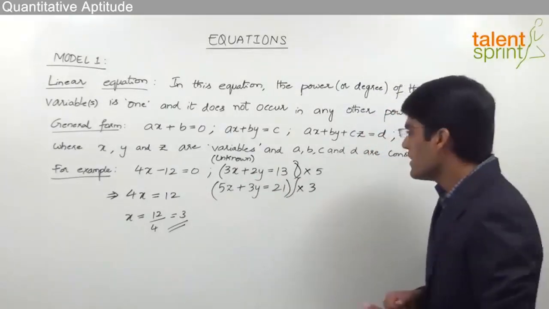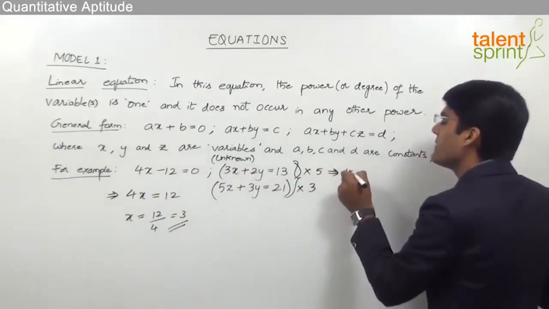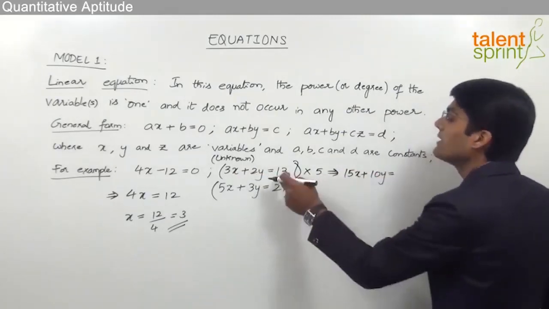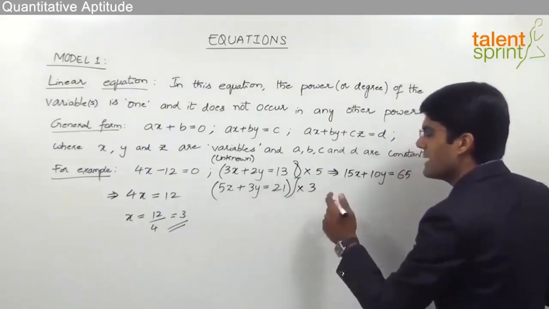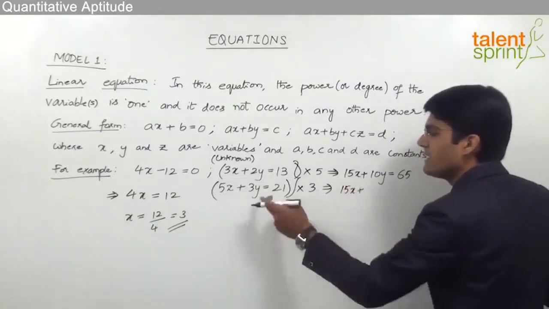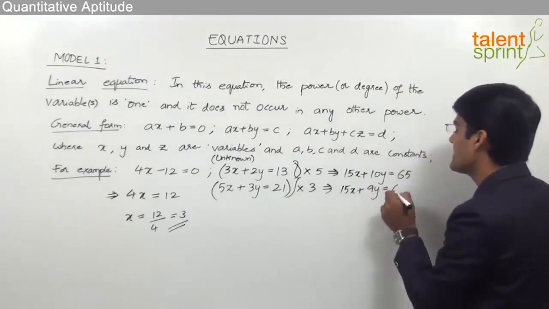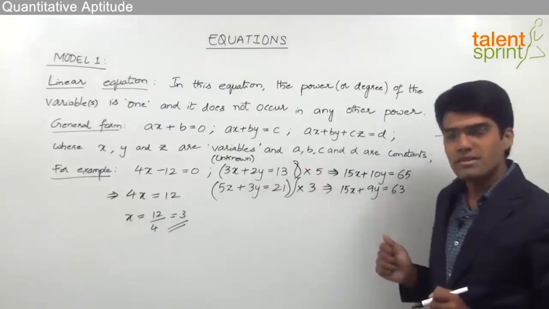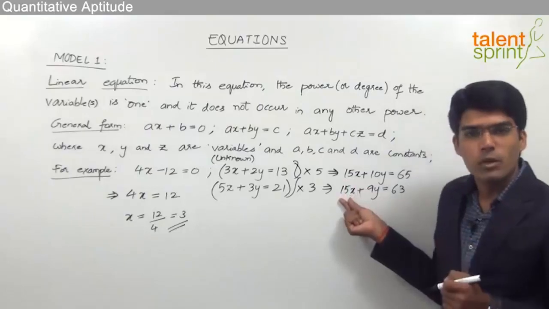So by multiplying the complete equation with 5, we get 3x into 5, that is 15x, plus 2y into 5, 10y equals 13 into 5, that is 65. And let us multiply the second equation with 3. So here 5x into 3 is 15x plus 3y into 3 is 9y equals 21 into 3, that is 63. Now as you can see here, by multiplying with the opposite coefficients, we find that the coefficients of x in both the equations have become equal.